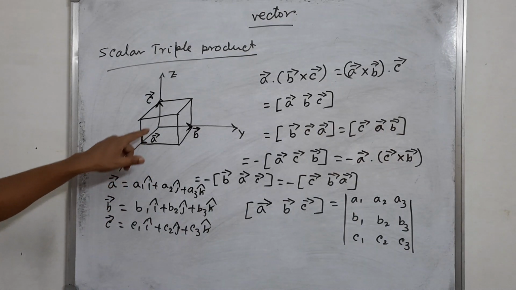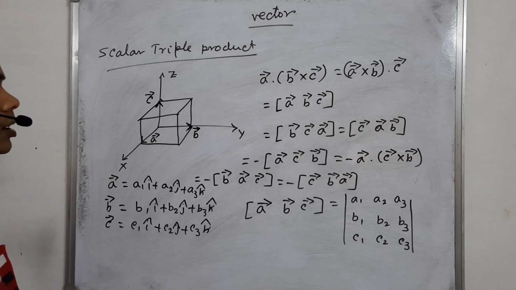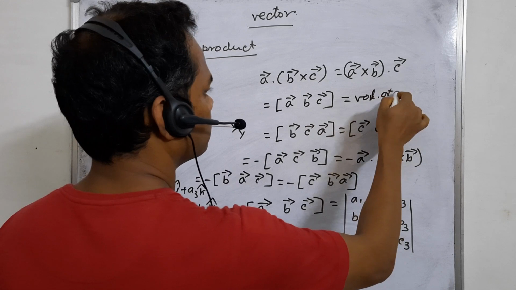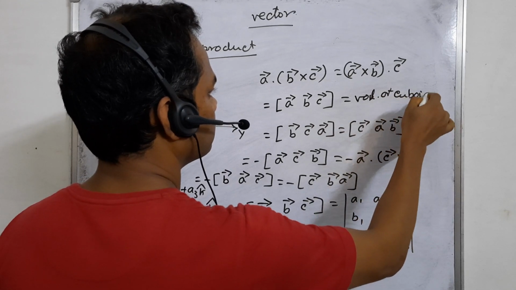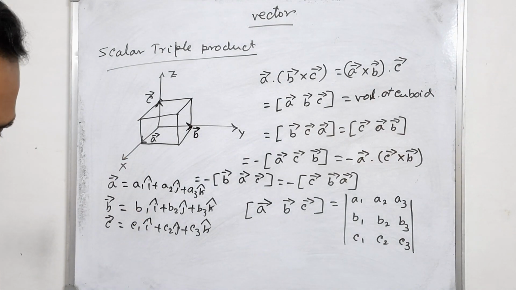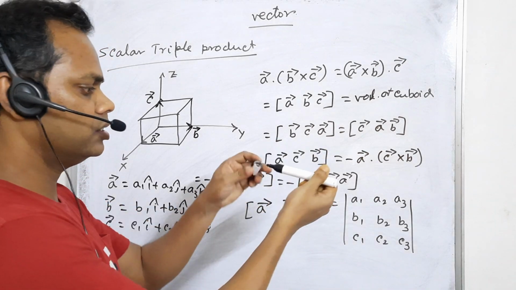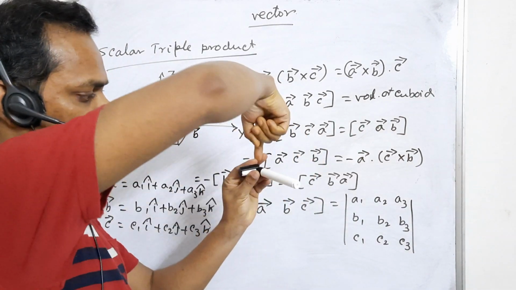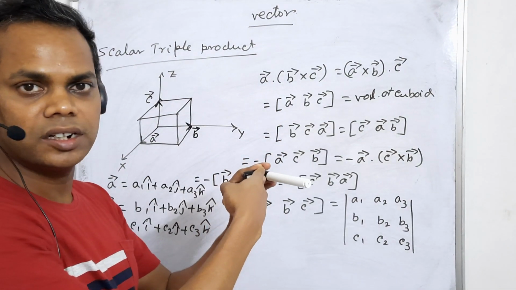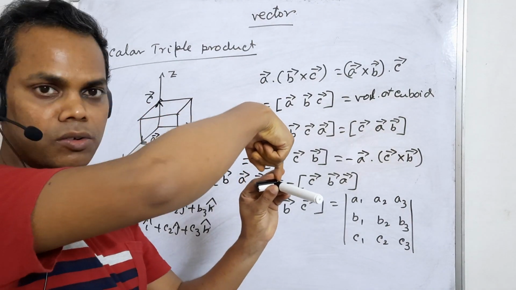Here you see that A, B, C are three adjacent sides of a cuboid. Then the volume of the cuboid is box ABC cubic units. If three vectors A, B, C are coplanar, this one is A vector, this one is B vector, and this one is C vector. If these vectors lie in the plane of AB, then the three vectors are coplanar. If they are not lying in the plane, they are non-coplanar vectors.